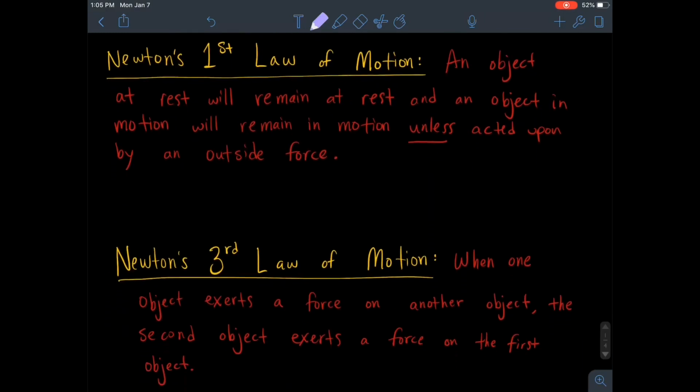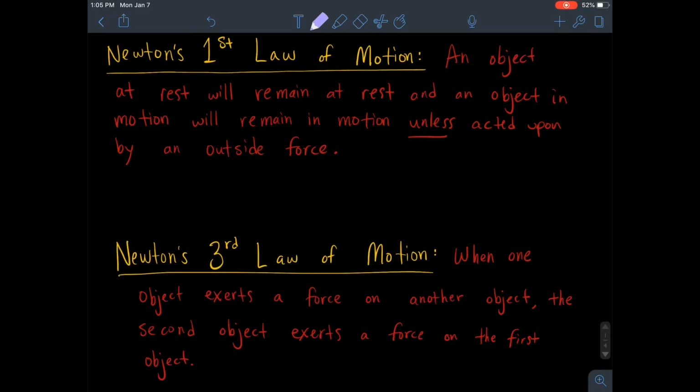So we've already recorded Newton's first law, second law, and third law. But when you look at energy transfers and the law of conservation of energy, it's important to review these two laws of motion, the first and the third law. So the first law of motion says that an object at rest will remain at rest, and an object in motion will remain in motion unless it's acted upon by an outside force.